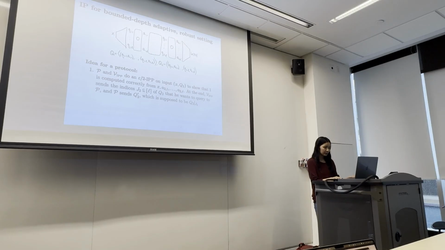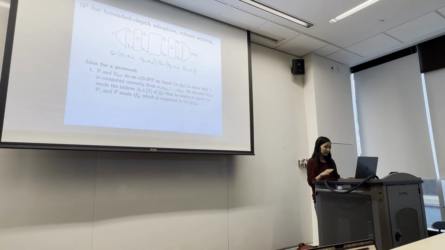Okay, so for a protocol, the idea is maybe we can just start like we did before. We're just going to start with an IPP. Like before, we'll have P and an IPP verifier run an epsilon over 2 IPP on this input X, Q2 to show that 1 is computed correctly from X and the answers to oracle gates in the second layer. At the end, the IPP verifier will need to query some indices J2 of Q2, and we'll have P send this Q2 prime.